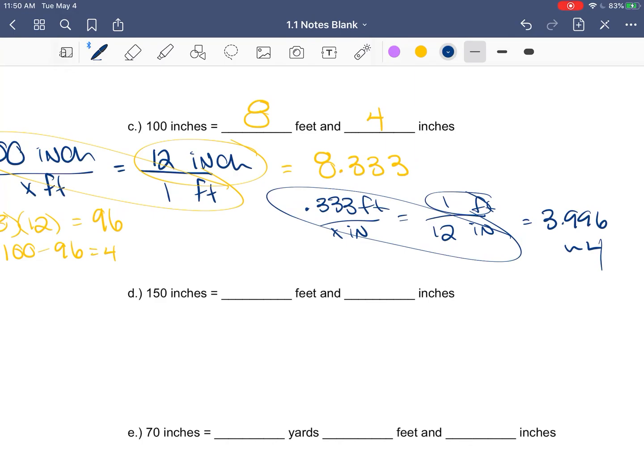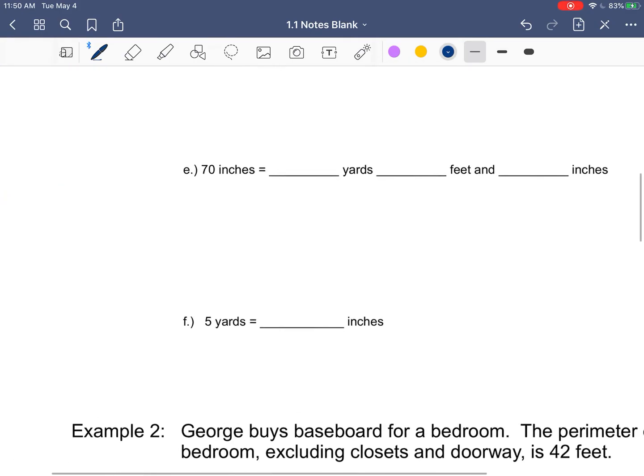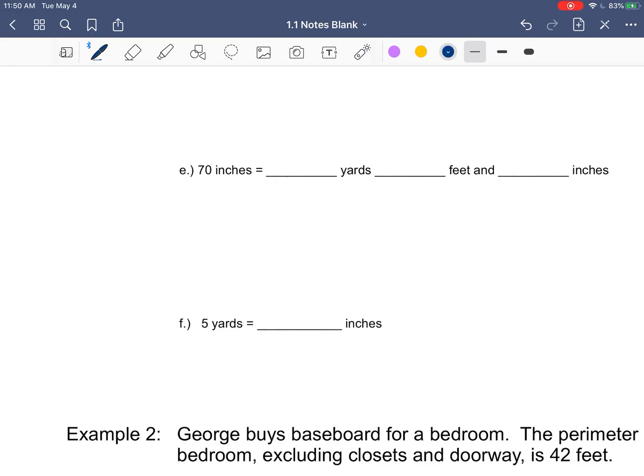Let's skip D and go to E. So inches, yards, and feet. Our first thing is to figure out how many of our units go into the biggest unit. So 70 inches is how many yards? We always want to put it into the biggest units first.